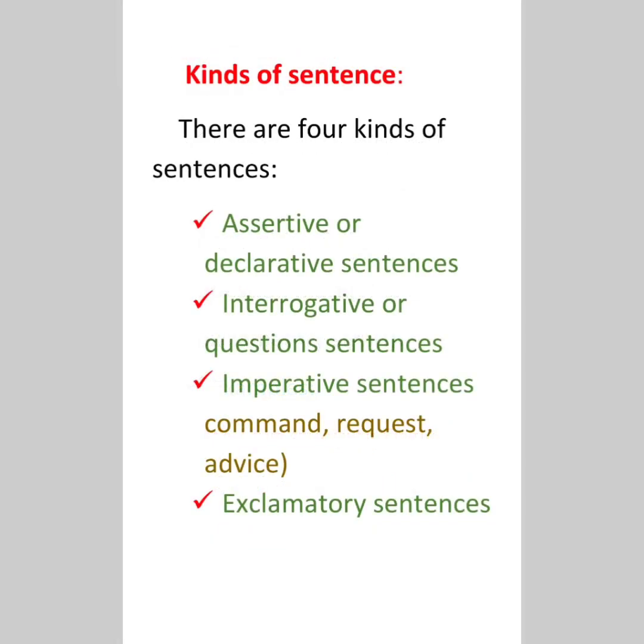There are four kinds of sentences. First one, assertive or declarative sentences, interrogative or question sentences, imperative sentences, also we can call command, request, advice, and exclamatory sentences. These are the four kinds of sentences.